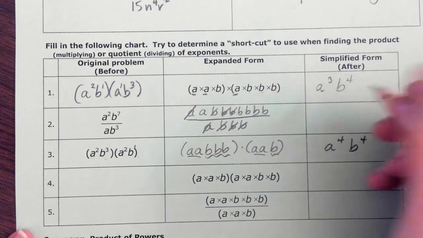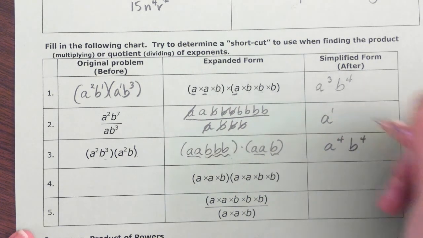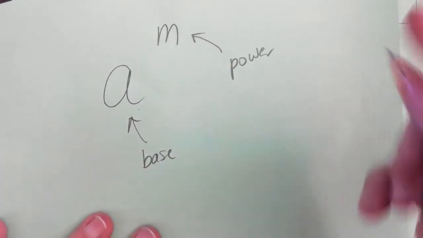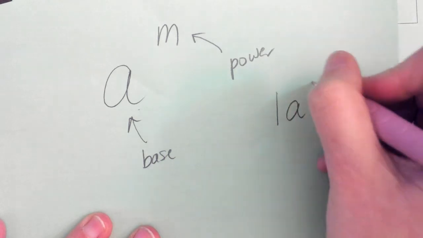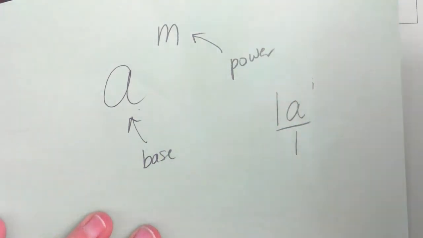and I'm out of B's on the bottom. So now what I have left is A, and I can say A to the 1st, but I don't have to write that one because that's one of my invisibles. Remember, I always have invisibles. I have 1 A to the 1st over 1. So all of these invisible ones, I can use them when I need to.